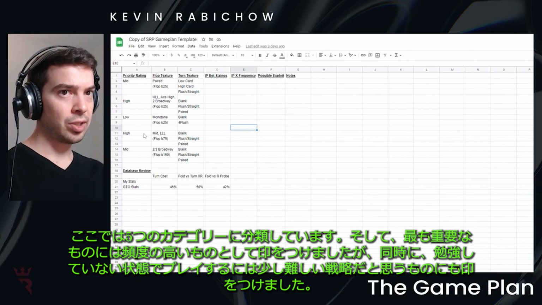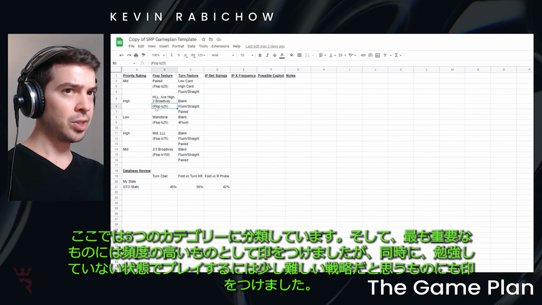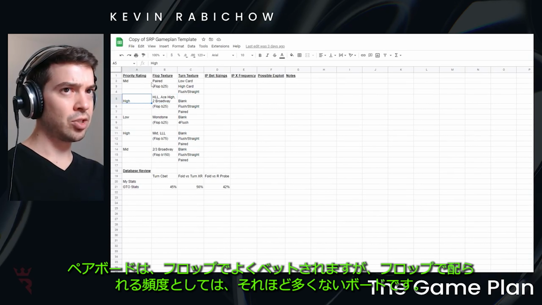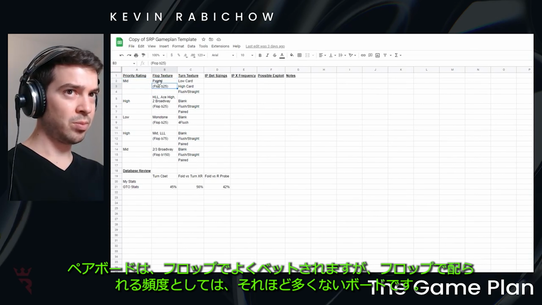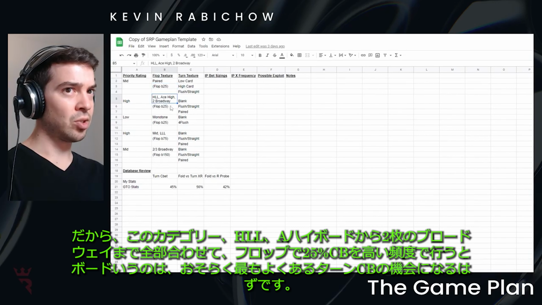So I've got 5 categories here, and I've marked the most important ones as some of the highest frequency, but also the strategies that I think are a little bit more challenging to play without having studied them. So paired boards are frequently bet on the flop, but they are a less common flop texture in terms of how often they're dealt. So this category here, this high, low, low, ace high, 2 Broadway, all combined, all with high frequency bet 25 on the flop. This is going to be probably the most common turn c-bet opportunity that you get.